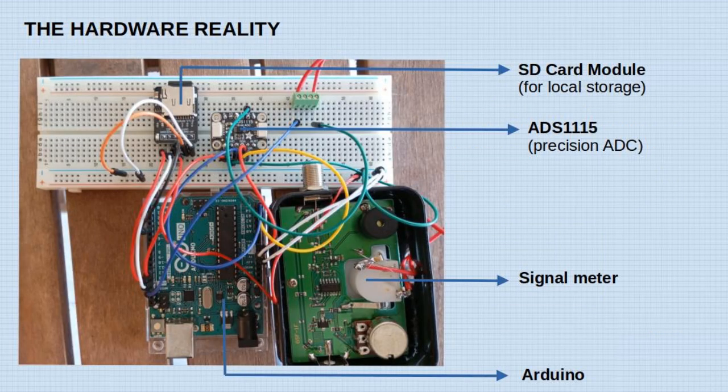In this photo, you can see our setup. In the lower right, you can see the signal meter. The two red wires carry the signal from the signal meter to the breadboard and the analog to digital converter, which is shown in the upper right. The data is then fed to the Arduino, which is shown at the lower left. The SD card in the upper left is used by the Arduino to store the data.